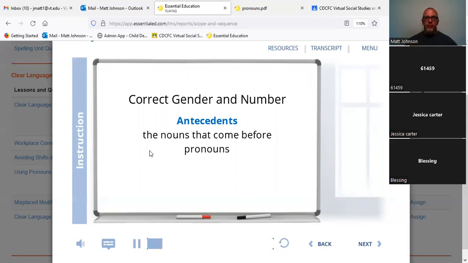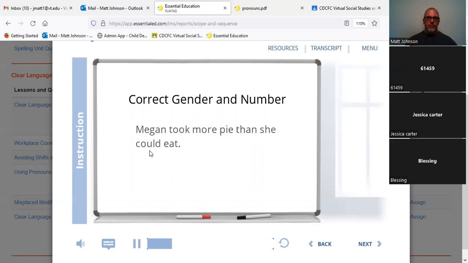When you talk about pronouns, you can say that the antecedent is the noun that the pronoun refers to, and the pronoun has to have the correct gender and number for the antecedent. Take a look at this sentence. Megan took more pie than she could eat. What does the word she mean? It means Megan, right? So Megan is the antecedent.